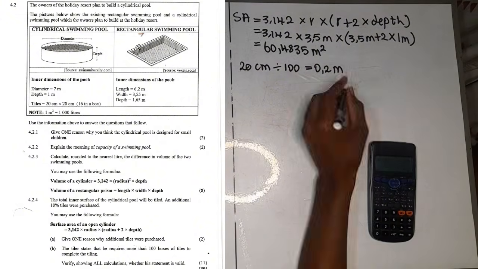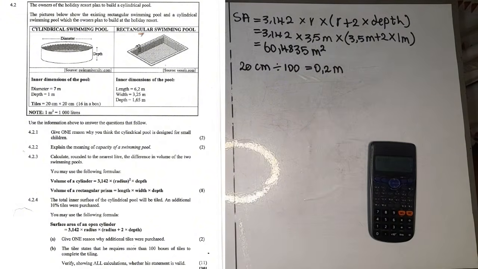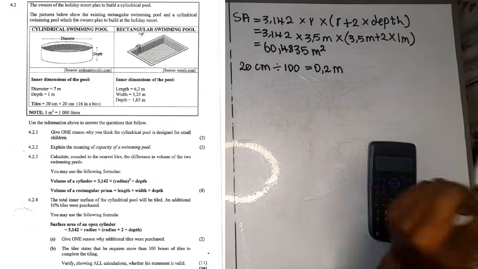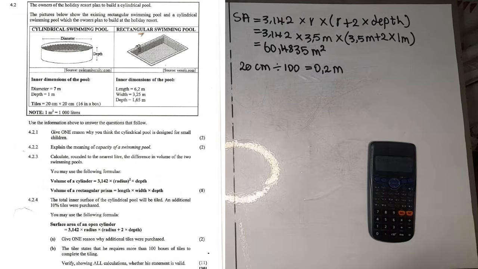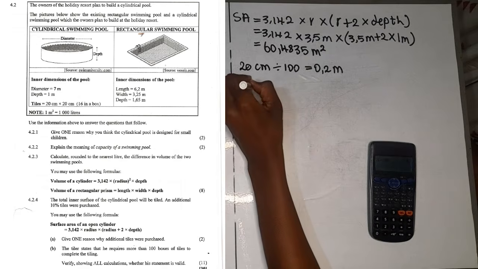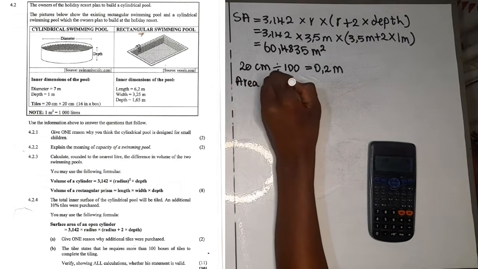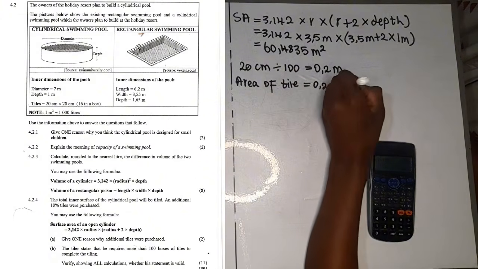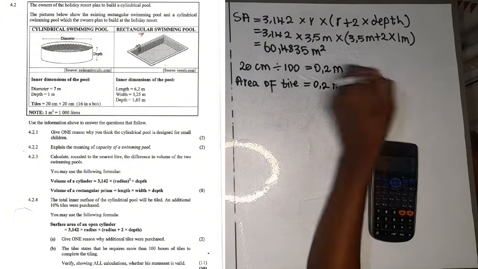0.2 meters. So now that we have the dimensions of the tile in meters, we can calculate the area of the tile in meters. Remember that we've been told that a single tile has dimensions of 20 centimeters by 20 centimeters. We converted the 20 centimeters to meters. So that means that the dimensions in meters are 0.2 meters multiplied by 0.2 meters. So now we're calculating the area of a tile. Area of a single tile equals 0.2 meters multiplied by 0.2 meters.